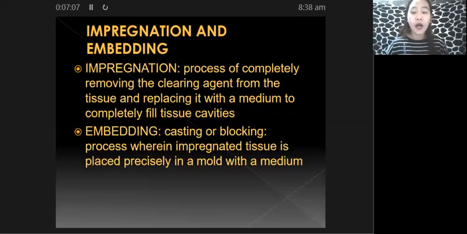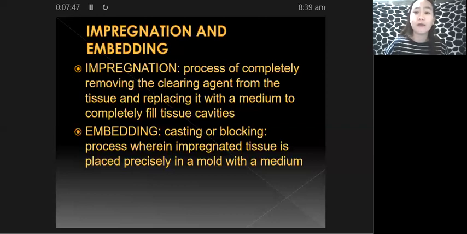Another additional purpose of impregnation, particularly if you are using paraffin wax as your medium, is that it will allow us to store processed tissue samples for a long period of time. And of course, if you are able to embed your tissue sample, it will also allow us to store your processed tissue sample for a longer period of time. Those are the different purposes as well as the definitions of impregnation and embedding.